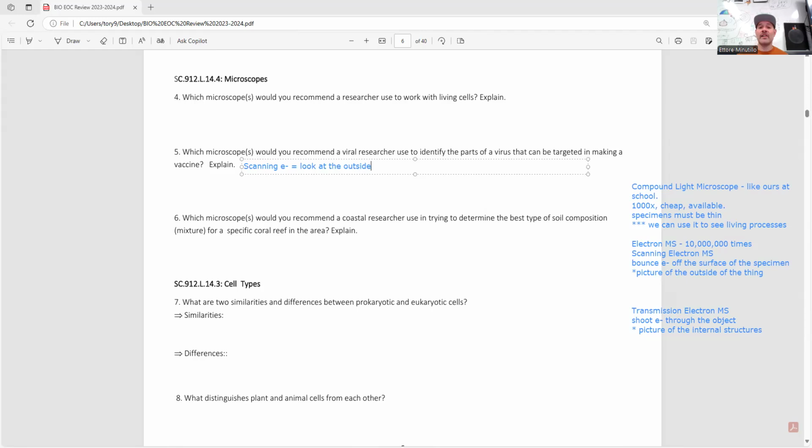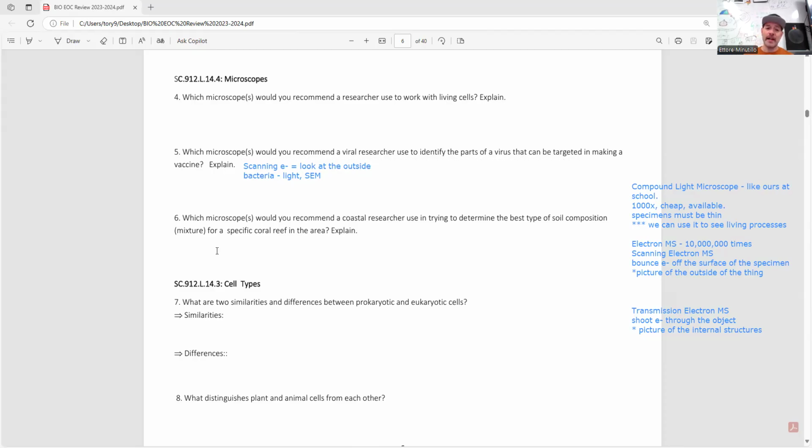Now, viruses are much smaller than bacteria, which means that the electron microscope would be very useful. If we were looking at something like a bacteria, which is a little bit bigger, and we still wanted to see the outside, we might be able to get away with a compound light microscope, but more than likely, our SEM, scanning electron microscope, would be the better choice.